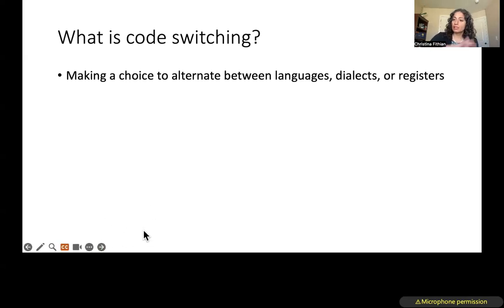So we're going to see lots and lots of examples of code switching, specifically within dialects, since this is structure and varieties of English. We're going to look at a lot of different dialects and varieties, and we're going to see people code switching between them. And we're going to ask ourselves, what's prompting the code switch? What's making them switch between one dialect or register and another?